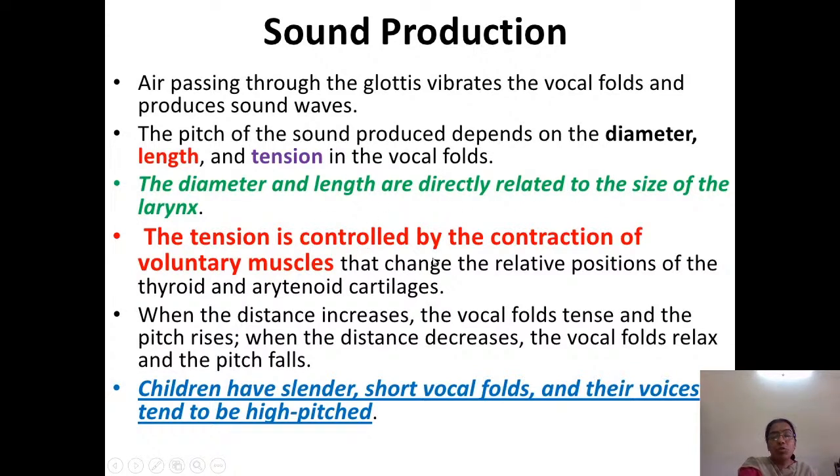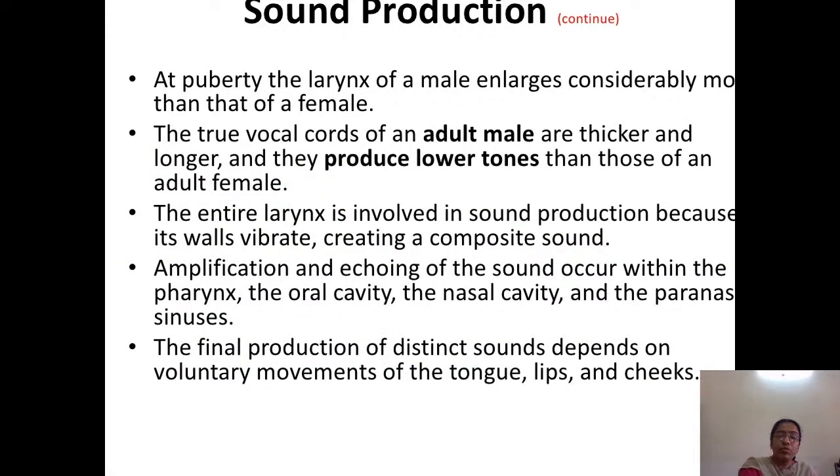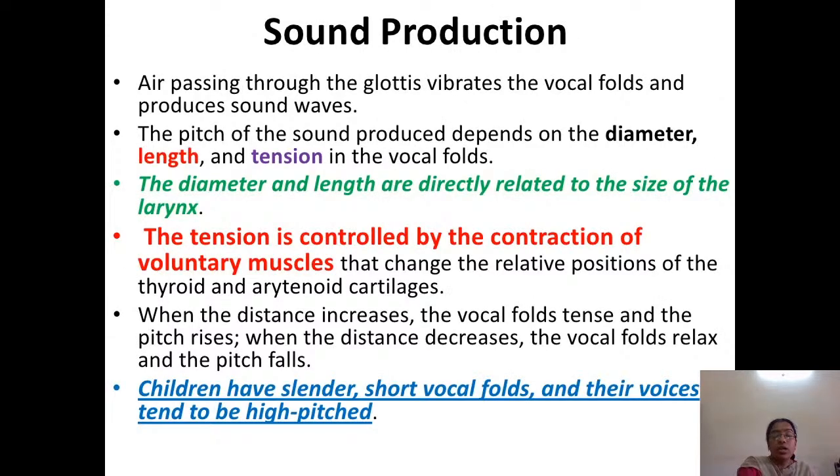The tension is controlled, whatever it may mean. Some people talk in tension, some people talk very relaxed. The tension is controlled by the contraction of the voluntary muscles, which change the relative position of the thyroid and arytenoid cartilages. These voluntary muscles attach to the thyroid and arytenoid cartilages. When we were studying, we said some muscles, like the posterior arytenoid, are the tensors of the vocal cord. The tension is controlled by these voluntary muscles.